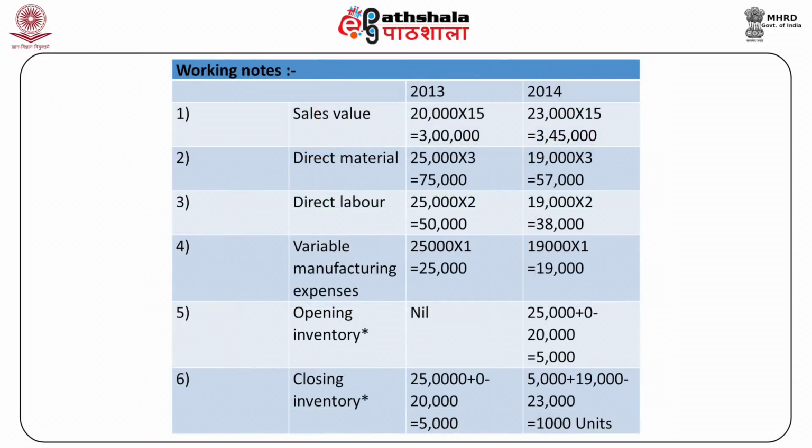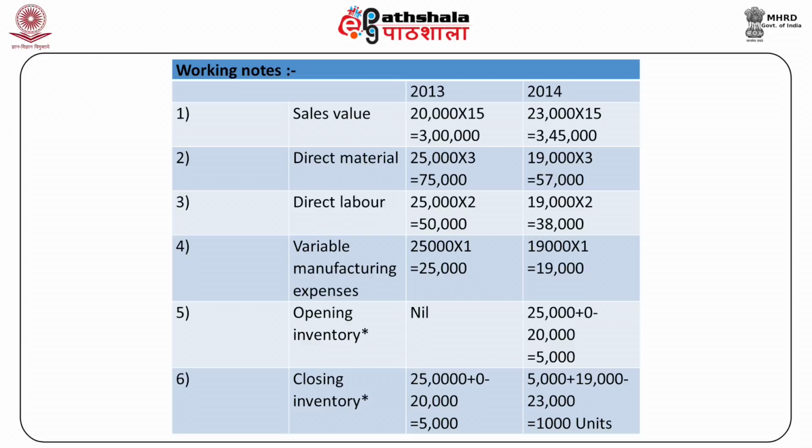The sale value for 2013 is 20,000 into 15, which gives us 3 lakhs. For 2014, the same sales value becomes 23,000 into 15, which is 3 lakh 45,000. The direct material for 2013 is 25,000 into 3, which gives us 75,000. The direct material cost for 2014 is 19,000 into 3, which is 57,000. The direct labor cost for 2013 is 25,000 into 2, which gives us 50,000. For the year 2014, the same becomes 19,000 into 2, that is 38,000.